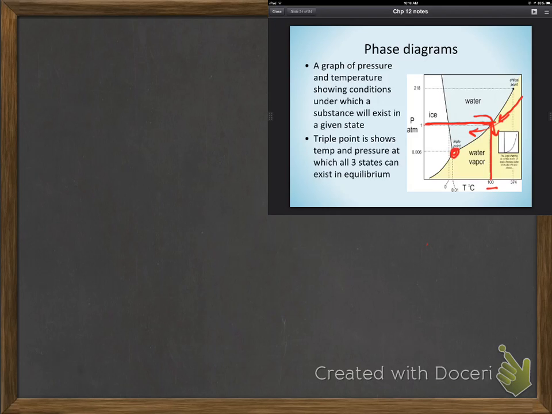The phase diagrams are not difficult to understand, but they do show up repeatedly on the ACT, so you want to get familiar with them, and we'll do a little bit more work with them later. I will give you a quiz question or two tomorrow with phase change diagrams. Questions, comments, concerns on them?